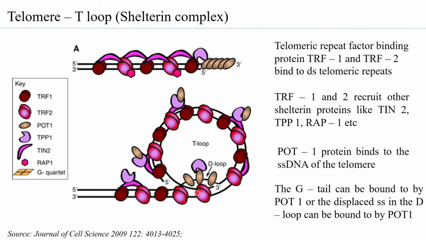So you can very clearly observe that the G tail can be bound by POT1. If it is not forming a loop, then the ends are protected by POT1. But if it is forming a loop, again, the D loop, that is the displaced loop, is bound by POT1 and stabilized. Because we know single-stranded DNA is more prone to exonuclease or nuclease attack. So when you have a protein associated with a single strand, then the single strand is also protected and the entire complex is stabilized. So this is how a T loop is formed at the ends of the chromosomes.